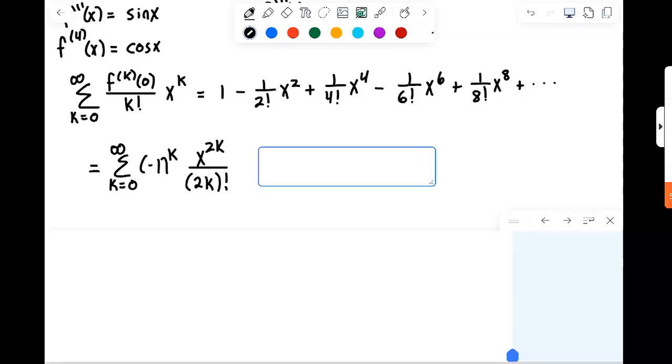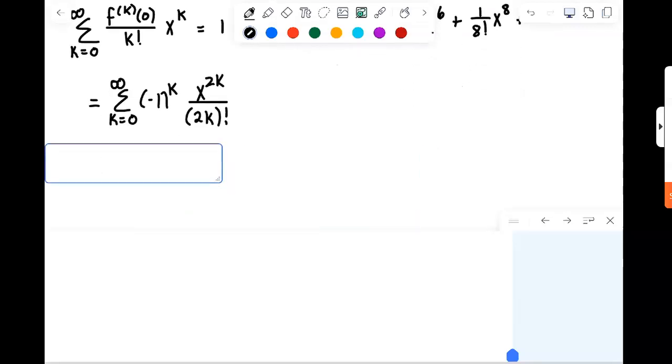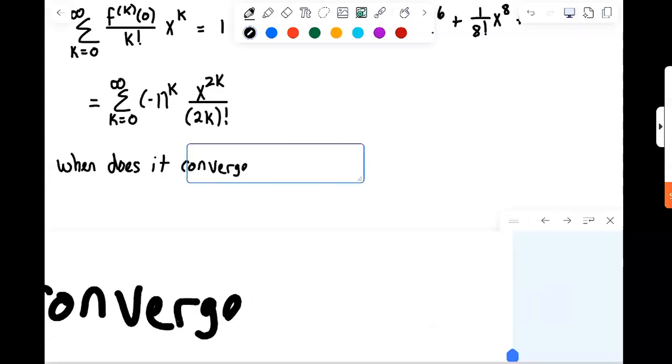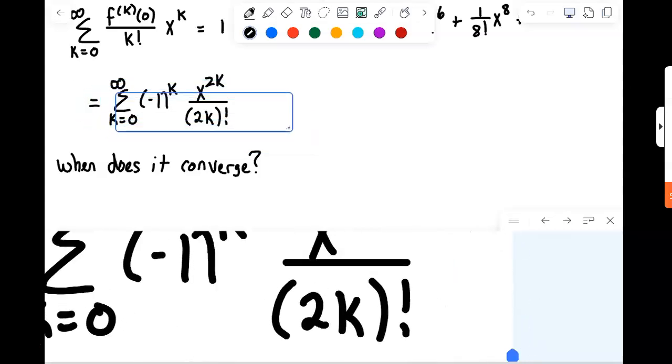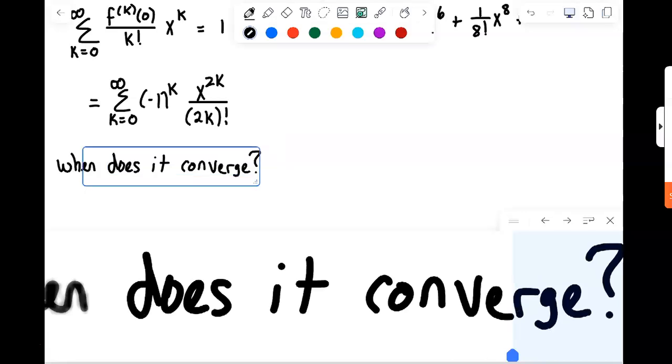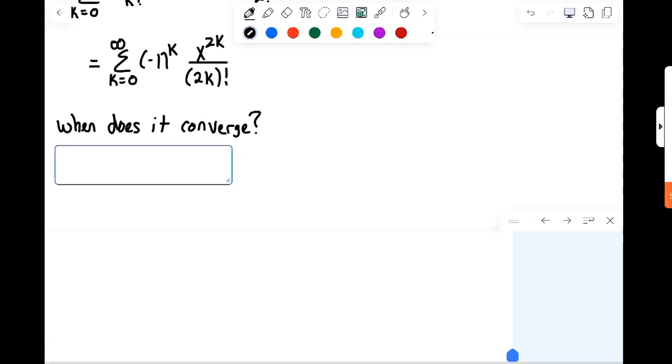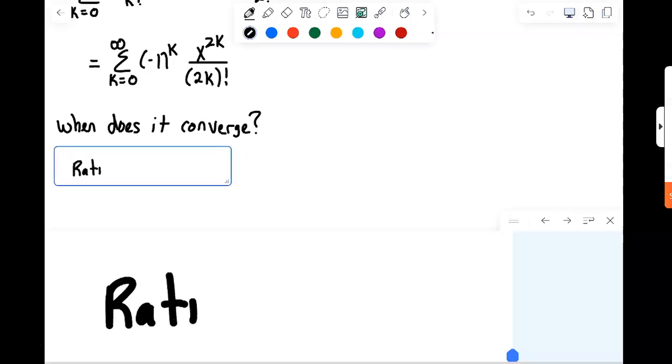Okay, so that's the first thing, we found the Taylor series. And now we ask the question, when does it converge? So the same question we've asked previously about power series, except now we know specifically what power series we're talking about. We're talking about the Taylor series for cosine. Well, since we're dealing with factorials, the ratio test is probably our best bet.